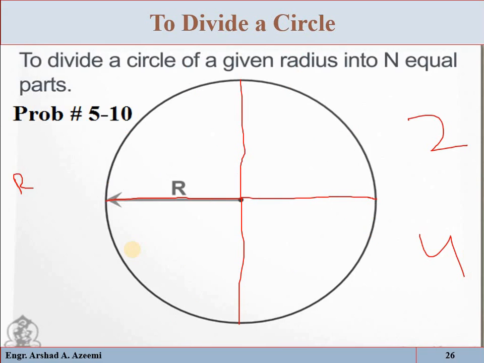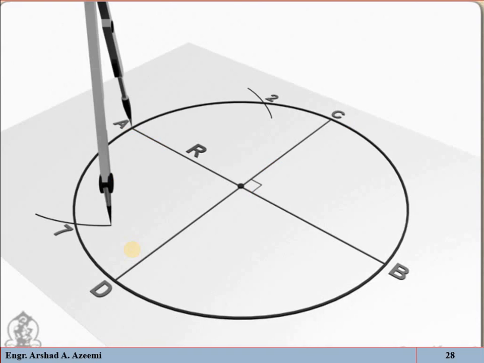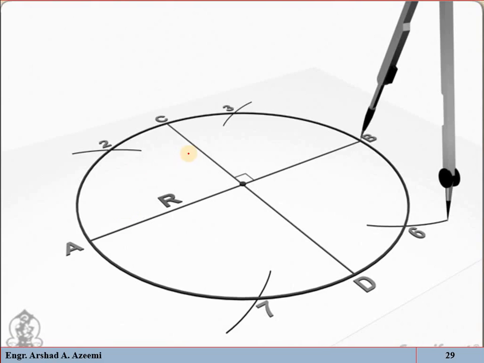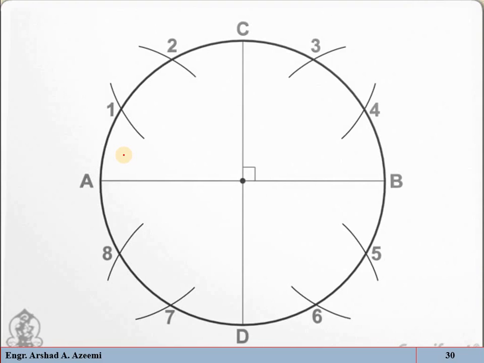See, just draw the circle of the given radius, draw the two diameters perpendicular to each other. With center A, draw the two arcs. Now with center C, draw the two arcs here and here. With center B, draw two arcs. With center D, draw two arcs. So you will get such type of shape. Now you can join these 1, 2, 3, 4, 5, 6, 7, 8 points, and the circle will be divided into 12 equal parts.